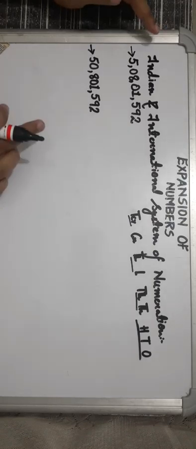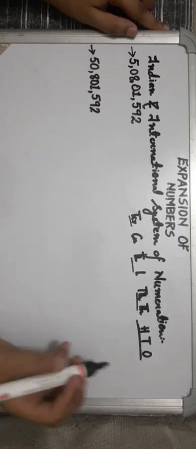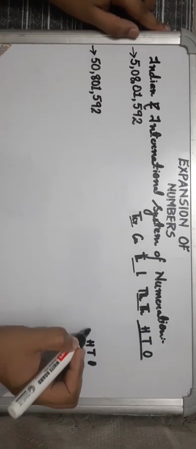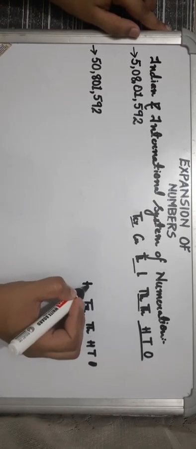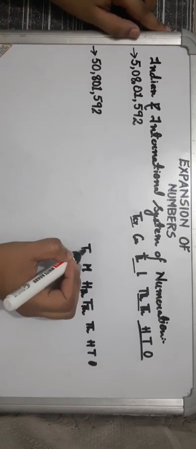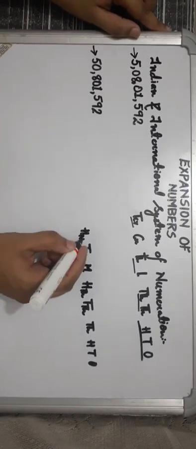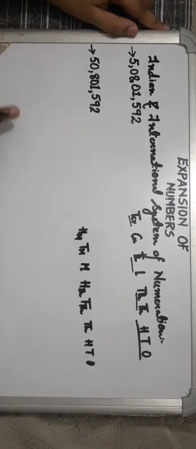So this is the major difference between Indian and international system of numeration. First we use ones, tens, hundred, then thousand, 10,000, 100,000, then million, 10 million, 100 million, then billion, 10 billion, 100 billion. Then after that trillions come. Okay, now let's talk about the comma.